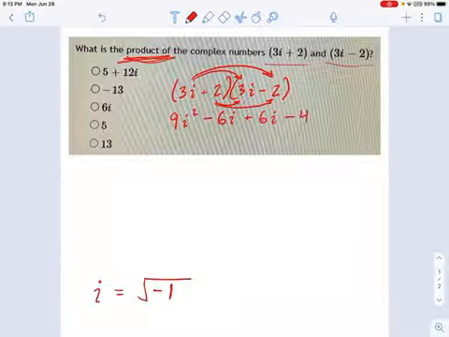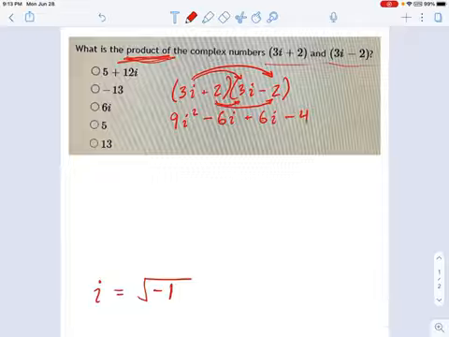So don't worry about what i is. Just treat it like a variable for the moment. We'll get to it in a bit. If you have -6i and positive 6i, those are going to cancel out. So you're going to get 9i squared minus 4. And now it's time to deal with that i squared.